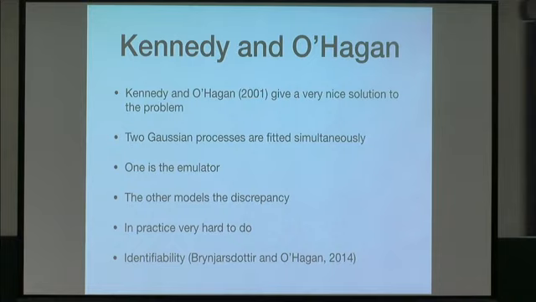And in a follow-up paper, Brynjarsdóttir and O'Hagan show that there's this what's called identifiability problem between these two parts, and one way around that is if you know a lot about the property of the discrepancy, or you know a lot about the property of the emulator and you can put strong priors on those, then you can solve this, but in general it's very hard to do.